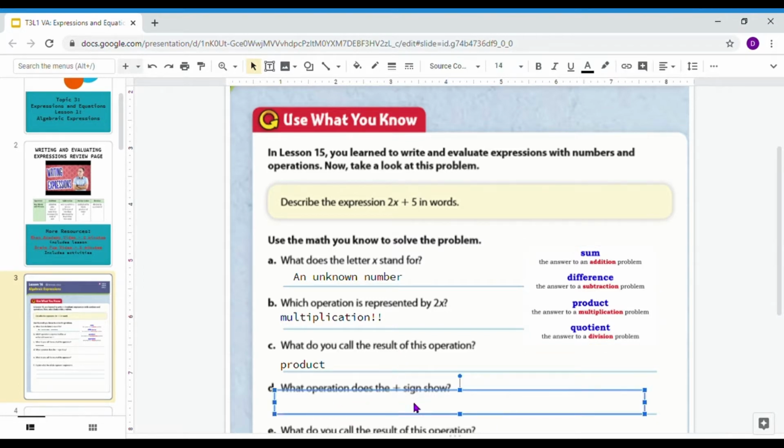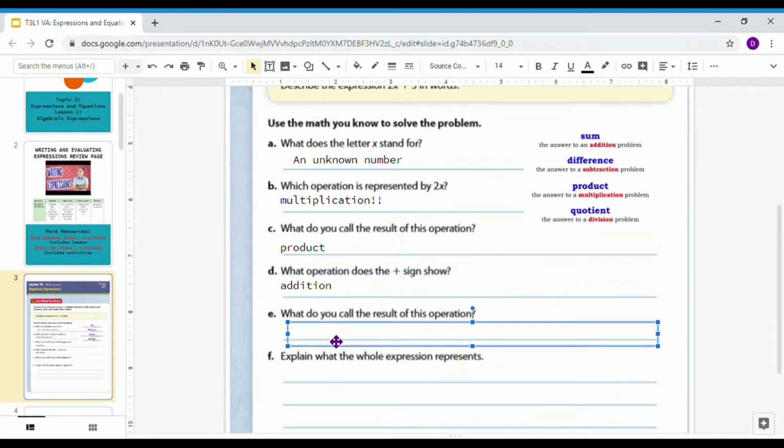And then it says, what operation does a plus sign show? I hope that you all remember, I know it's been a while since we've been in school, but a plus sign is addition. And what do you call the result of this operation? If I look over here, the addition problem, the answer is a sum. When I add two numbers together, that answer is called a sum.